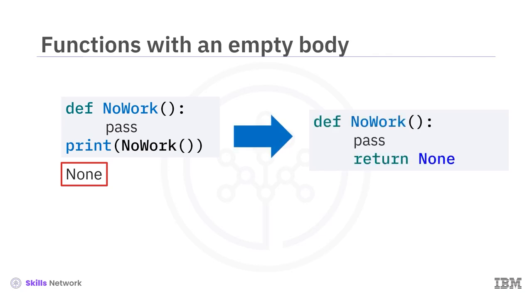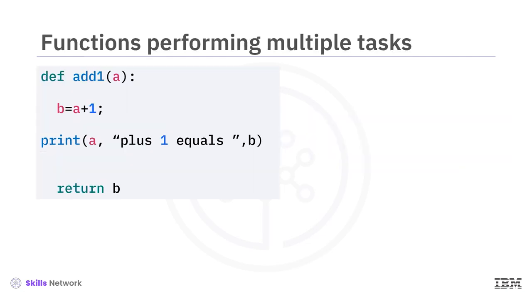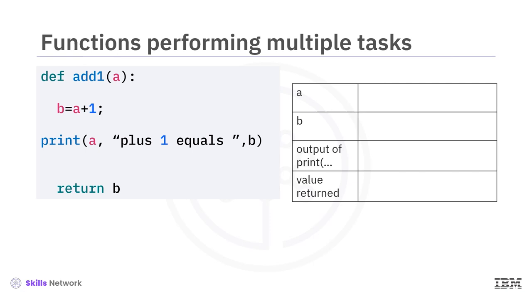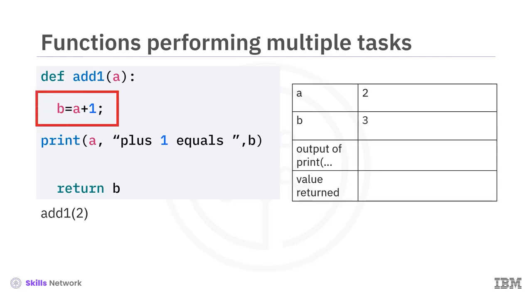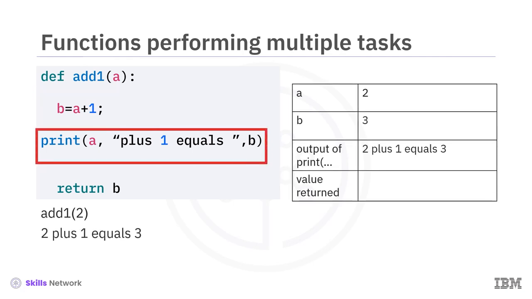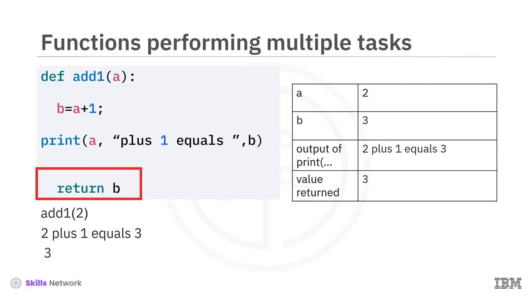It is helpful to view the function noWork with the following return statement. Usually functions perform more than one task. This function prints a statement then returns a value. Let's use this table to represent the different values as the function is called. We call the function with an input of 2. We find the value of b. The function prints the statement with the value of a and b. Finally, the function returns the value of b, in this case 3.